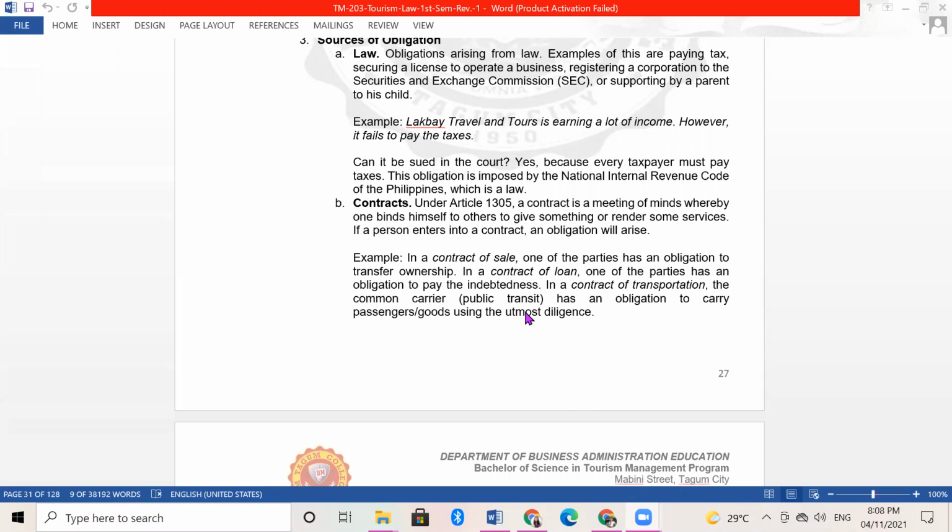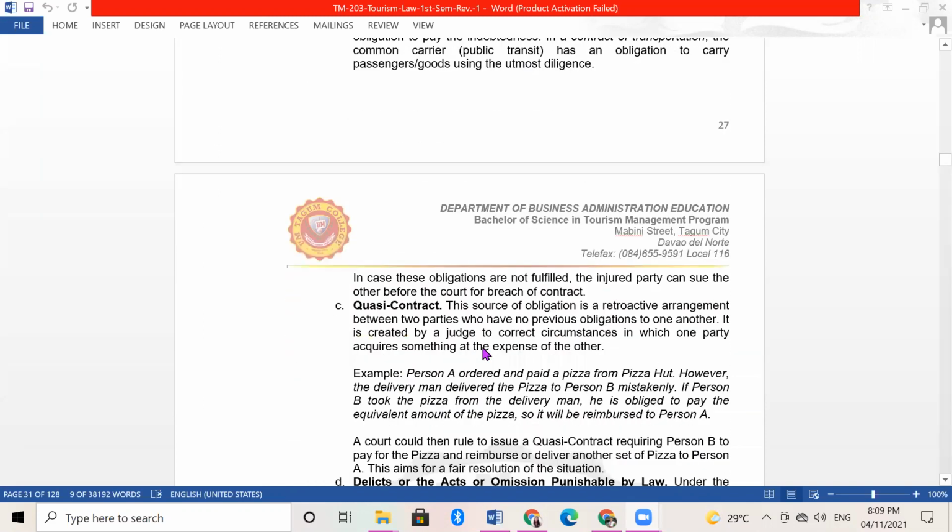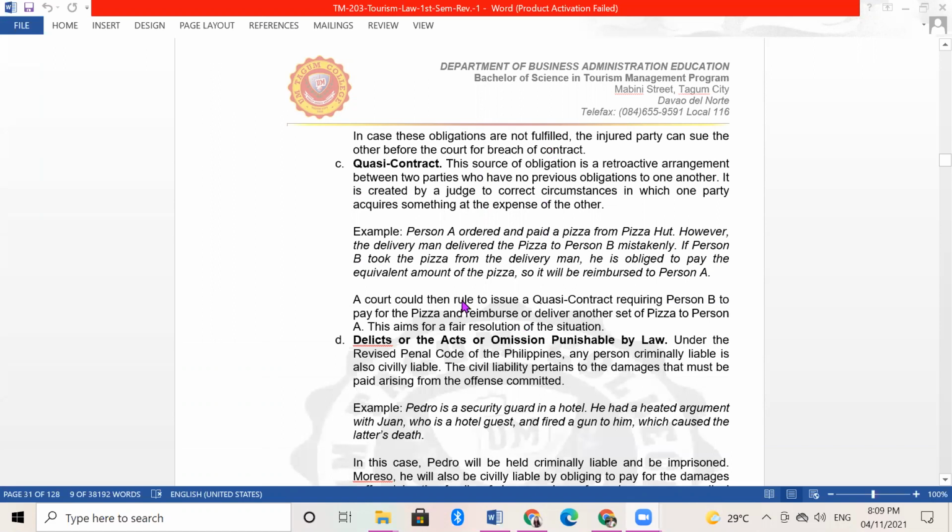In a contract of transportation, the common carrier, which is the public transit, has an obligation to carry passengers or goods using the utmost diligence. If obligations are not fulfilled, the injured party can sue the other before the court for breach of contract. Next is the quasi-contract. This source of obligation is a retroactive arrangement between two parties who have no previous obligations to one another.